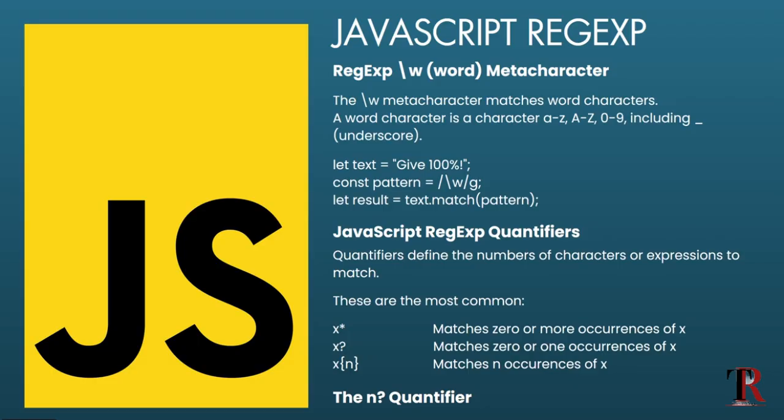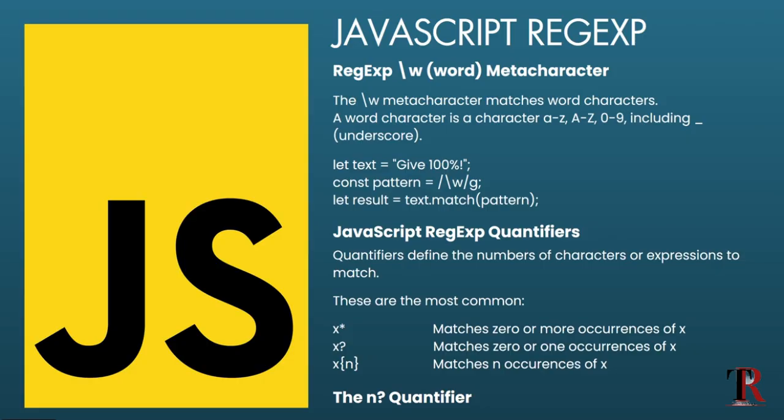Moving on, JavaScript regex quantifiers. Quantifiers define the number of characters or expressions to match. So when you want to match a pattern, either a character or expression, a quantifier is what defines the number of characters or expressions that need to match. And these are the common ones.